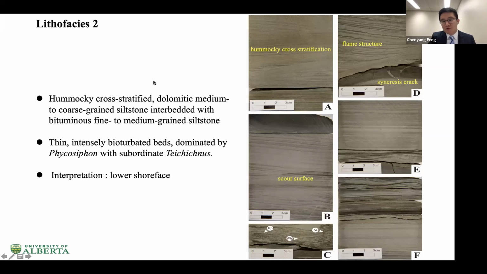Lithofacies 2 shows a remarkable decrease in the bituminous finer siltstone units, mainly including hummocky cross-stratified dolomitic medium to coarse-grained siltstone interbedded with bituminous fine to medium grained siltstone. Similar to lithofacies 1, there are also such thin Phycosiphon dominated intensely bioturbated beds. Lithofacies 2 is interpreted to represent the deposition within the lower shoreface.